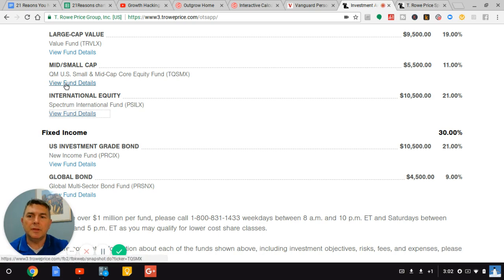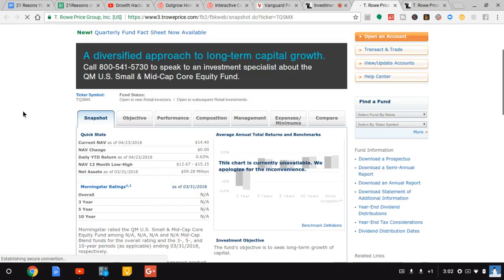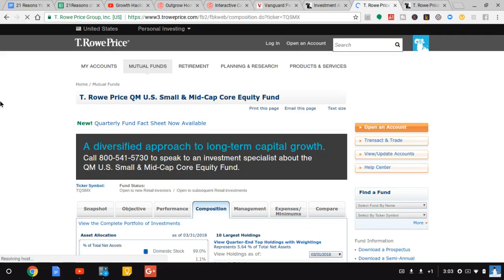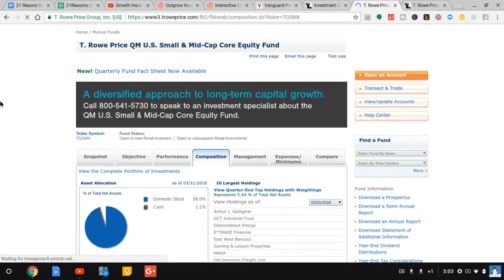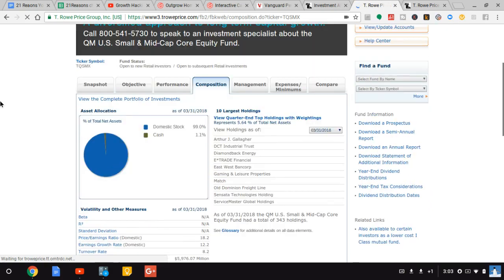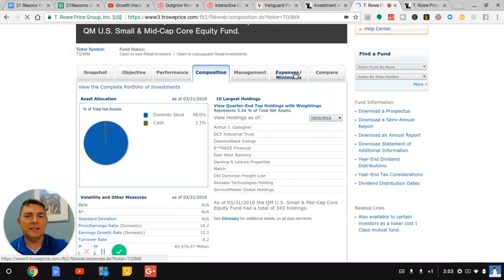I do want to see this one right here, mid to small cap. I want to see how much is small and how much is mid, if it'll break that down. Chart's currently unavailable, so let's look at composition here. Only got 59 million in assets. What's that about? It only has 59 million in assets. Now, see, that's interesting. That tells me it's a pretty new fund.